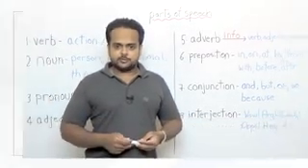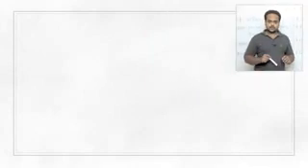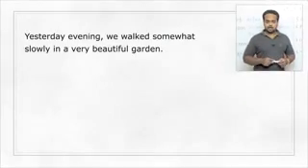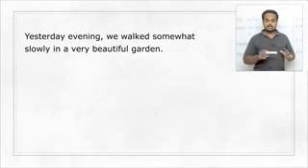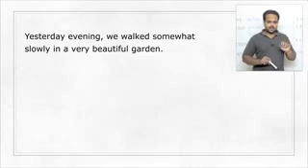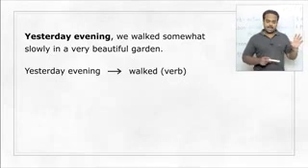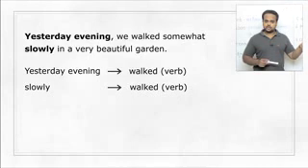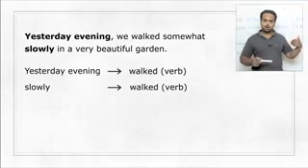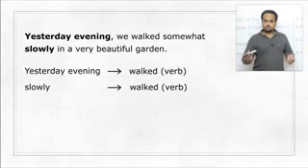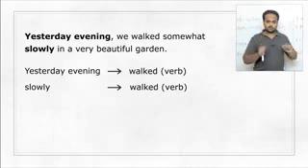Let me show you a sentence so you can see all the different things that adverbs can do. Yesterday evening, we walked somewhat slowly in a very beautiful garden. In this sentence, the first adverb is yesterday evening. That shows us when the action happened. The action here is walk. That's the verb. There's another adverb, slowly, and that shows us how the action happened. How did we walk? We walked slowly. So both yesterday evening and slowly tell us about the verb walk.